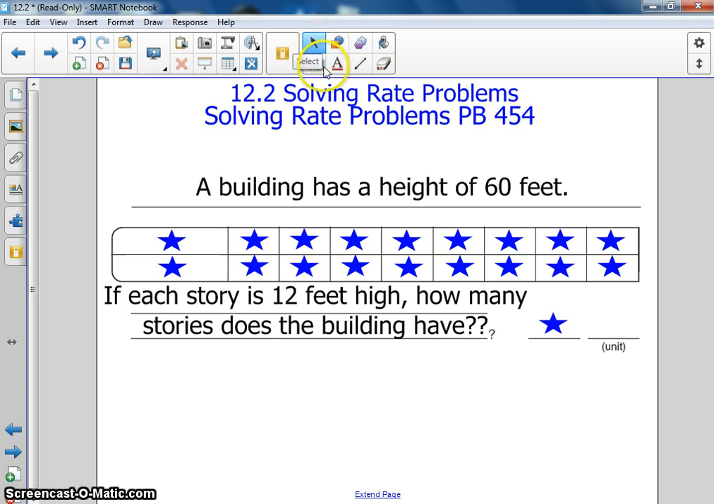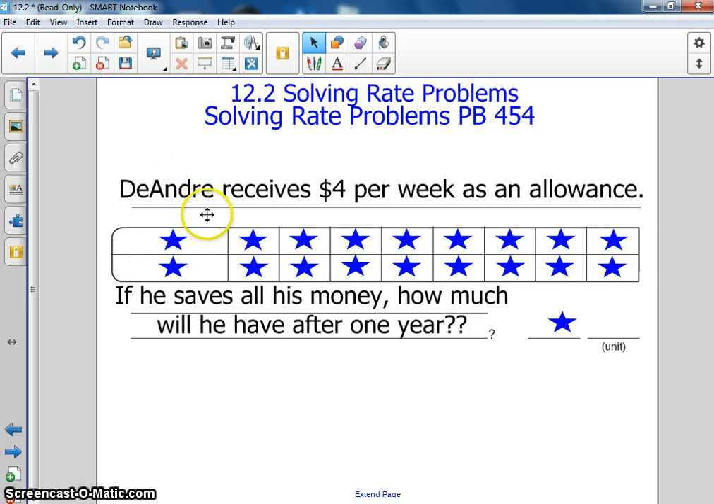The building has a height of 60 feet. If each story is 12 feet tall, so one story is 12 feet high. Can you figure out the rest of these? All right, what about this one? DeAndre receives $4 a week per allowance. Here's our rate, $4 per week. So in 1 week, what do you think is going to go here? And try to figure out the rest. If you saved all his money, how much do you have after 1 year? Well, there's 52 weeks in a year, so try to figure it out.